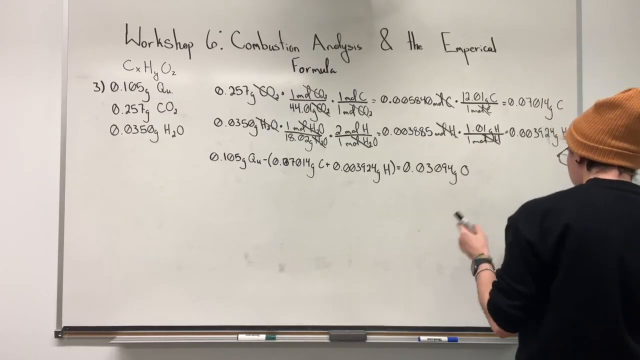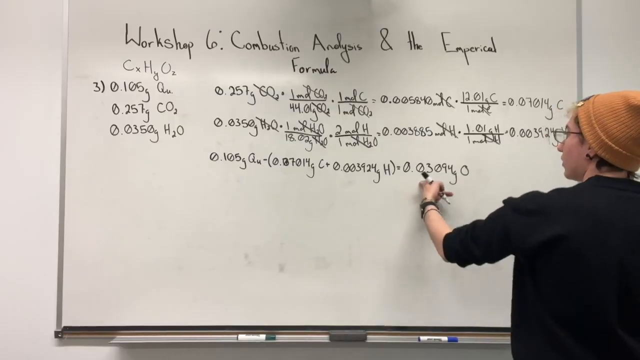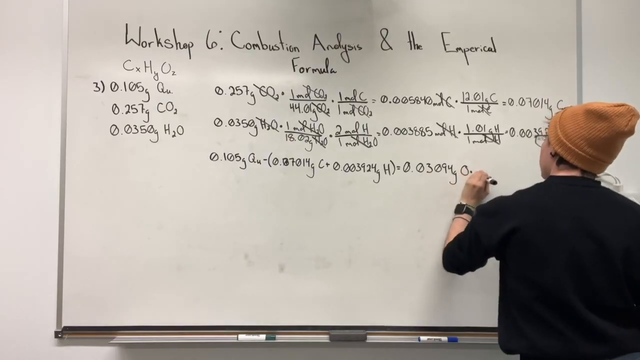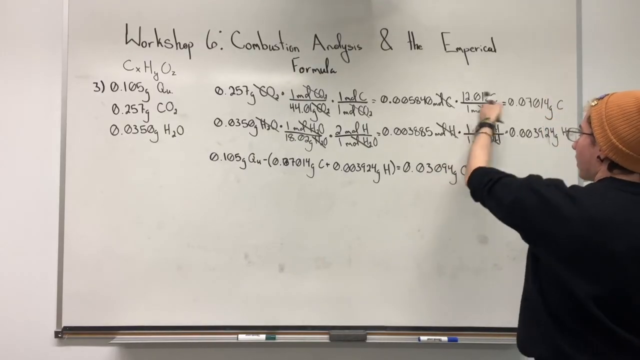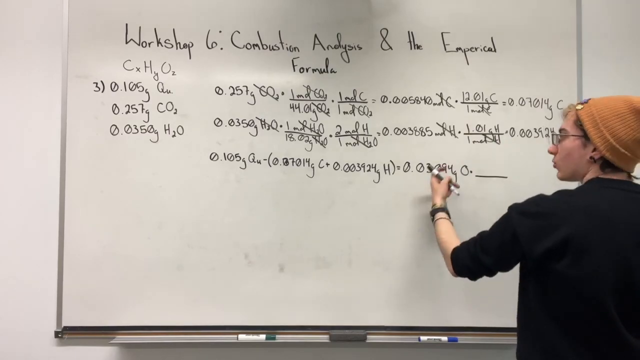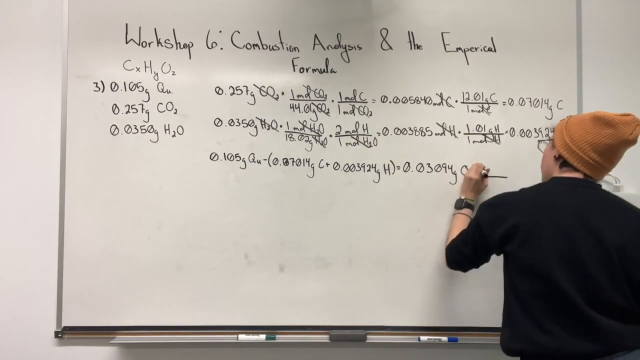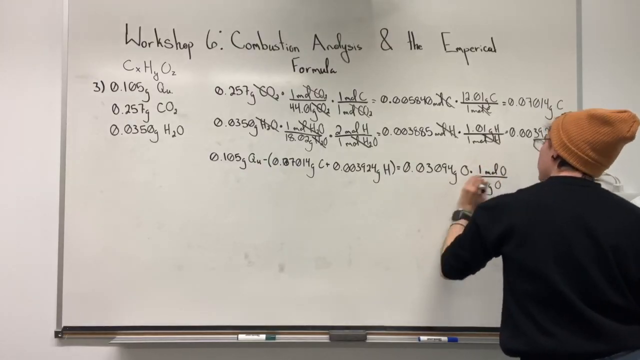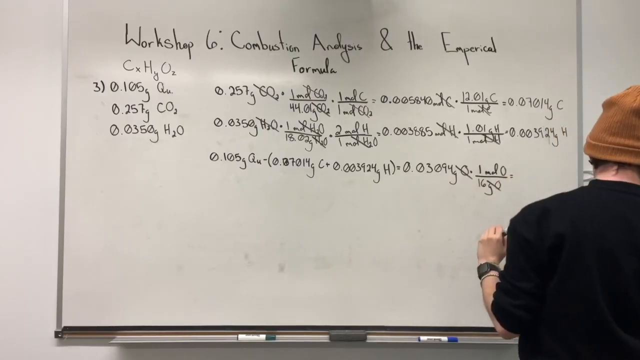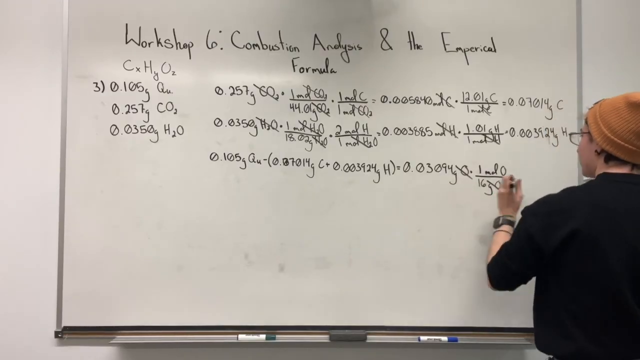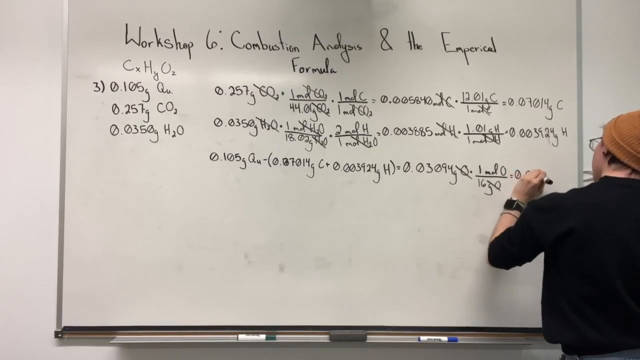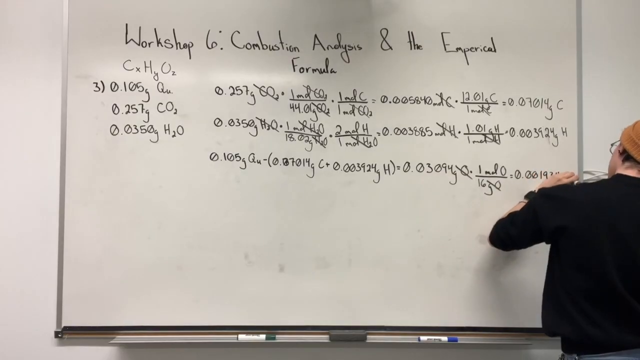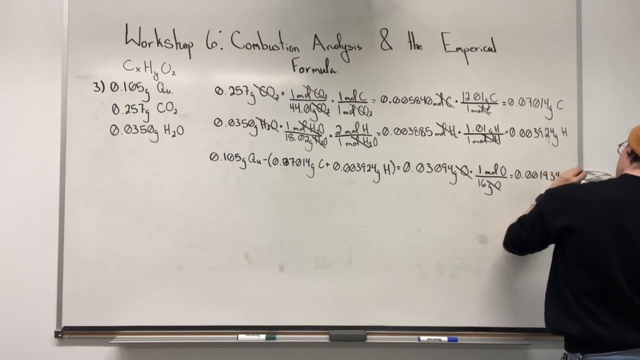And so now the last part before we write our formula anyway, we have grams and we know that we need moles to write this formula. So we started with moles, so we multiply by the mass to get grams. We're starting with grams, so we're going to divide by its molar mass to get moles. 1 mole of oxygen is 16 grams. And so this mass of oxygen is equal to 0.001934 moles of oxygen.